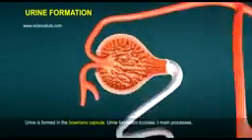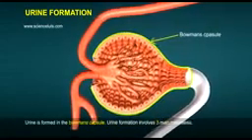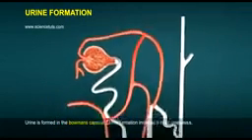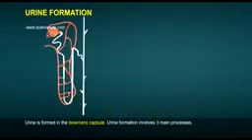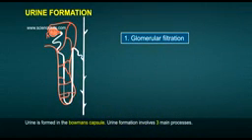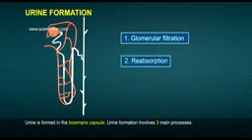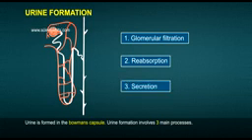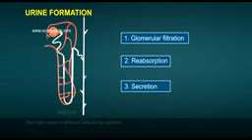Urine formation. Urine is formed in the Bowman's capsule. Urine formation involves three main processes: 1. Glomerular filtration, 2. Reabsorption, and 3. Secretion, that take place in different parts of the nephron.